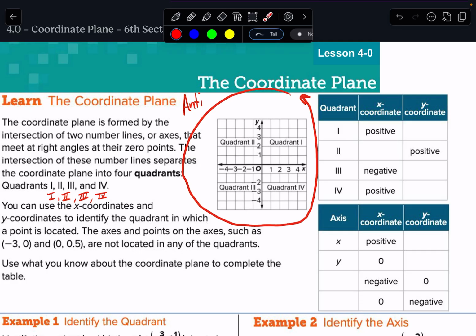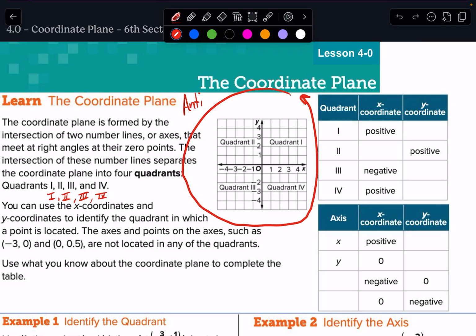You can use the x coordinates and the y coordinates to identify the quadrant in which a point is located. The axes and points on the axes, such as -3, 0, and 0, 0.5, are not located in any of the quadrants. So use what you know on the coordinate plane to complete the table over to the right. So what they're saying is that if I have a point here, it's not in quadrant 1 and 4 at the same time. It is just on the axis, okay?